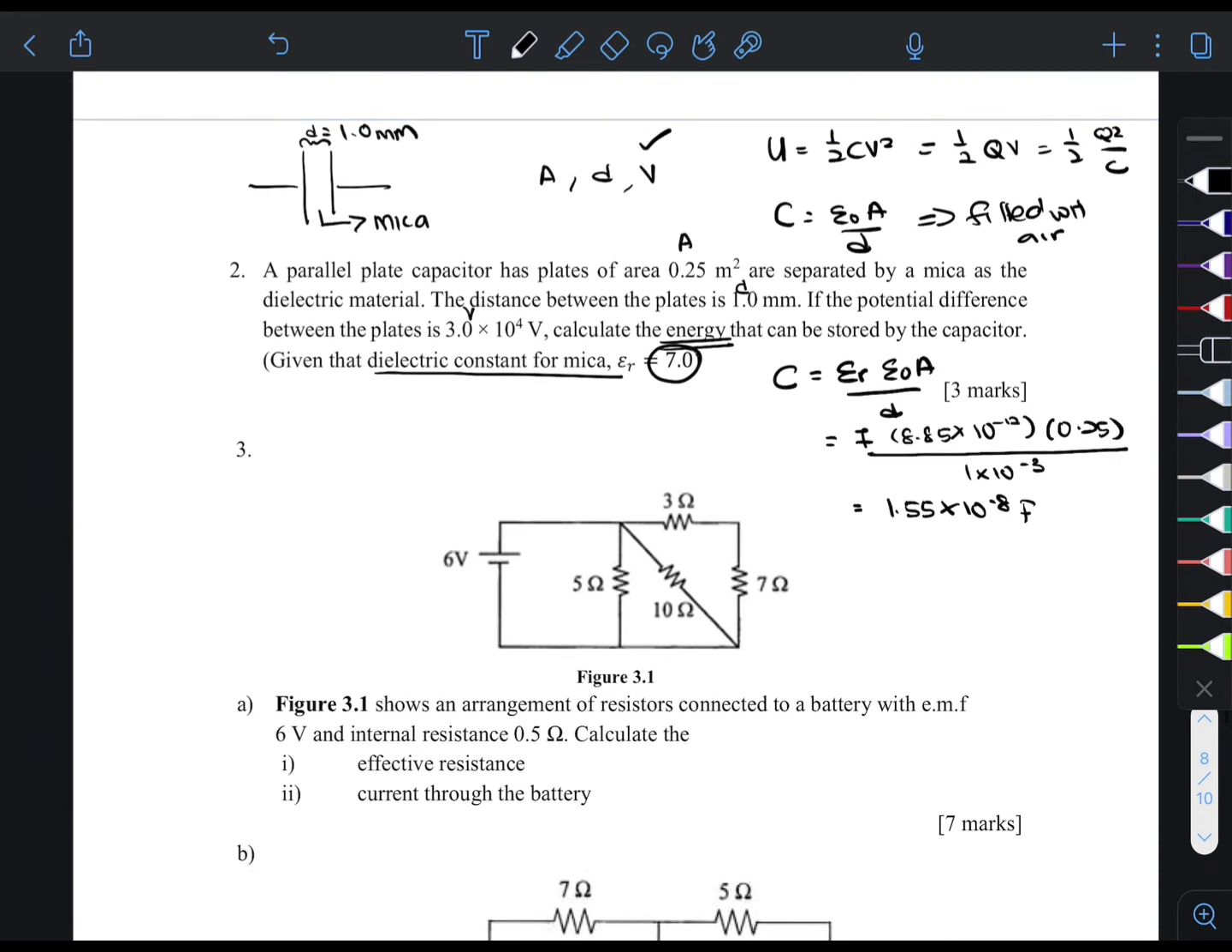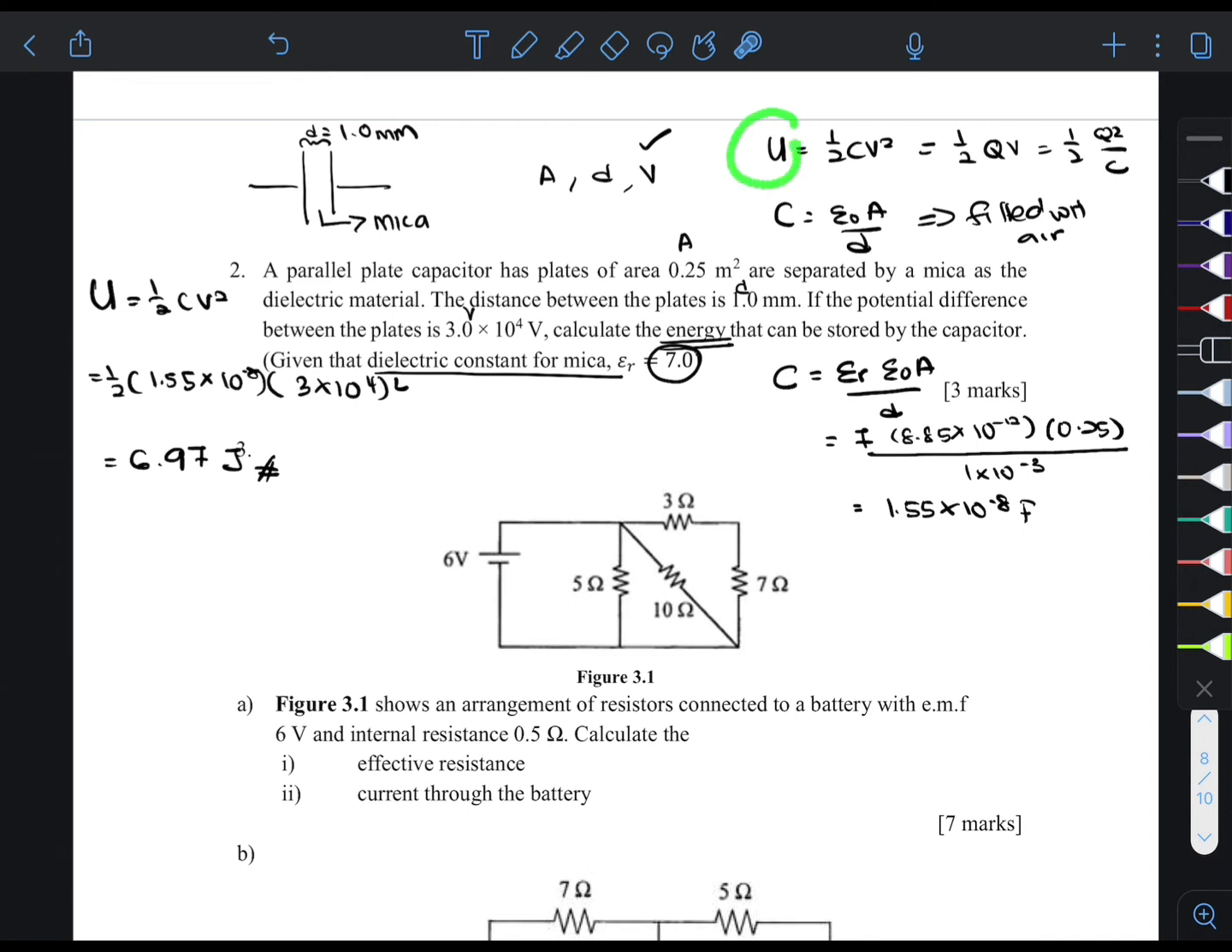Tapi kita belum menjawab soalan lagi. The question asks to find the energy dulu. Alright, energy here is half CV square. Kita dah dapat nilai C iaitu 1.55 times 10 to the power negative 8. Kita darabkan dengan V square, iaitu 3 times 10 kuasa 4, kita squarekan dulu. You should get your answer such as 6.97 joule. Ini adalah jawapan kita.